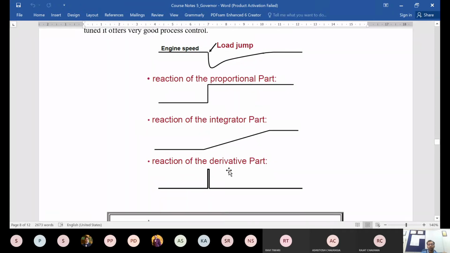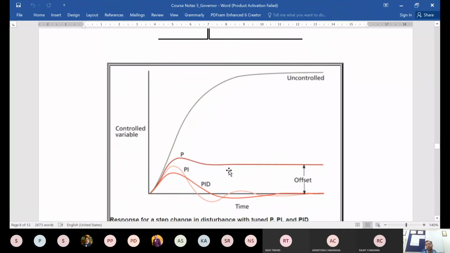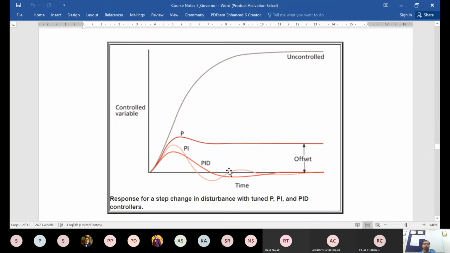So these three controllers are there, and if you want to compare the operation, as I said, PI and PID are the most common ones. PID is the best one, but slightly more complex compared to PI. If you compare these three, this is how they compare together. You have your uncontrolled variable going like that, and now you want its desired value to come to 0. So this is the error variable, and you want to reduce the error variable to 0.